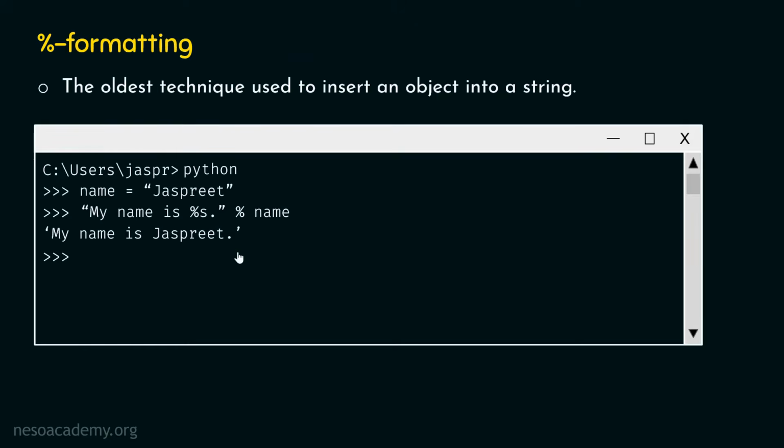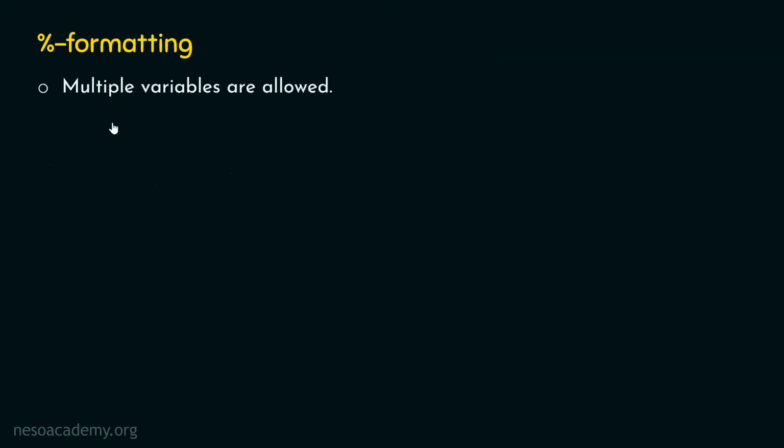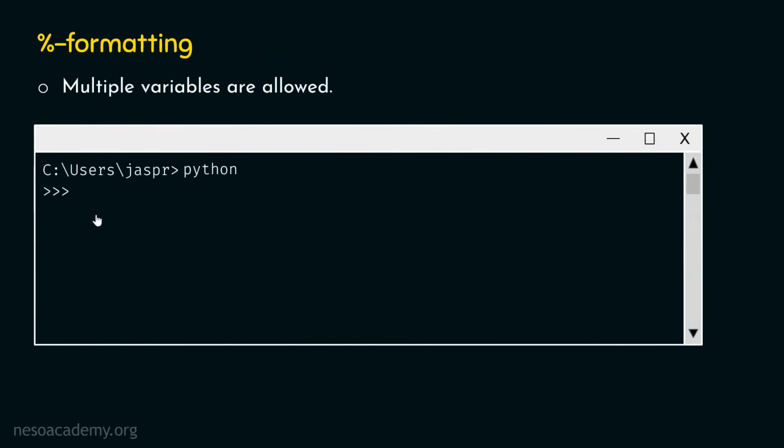Now let's discuss the second point. We are allowed to include multiple variables in our string. As we have seen in the example, we can include one single variable, but this is not the convention. This is not the restriction. We can provide multiple variables. For example, if we type name equal to Jasprit, hit enter. Now let's type city equal to Delhi and hit enter.